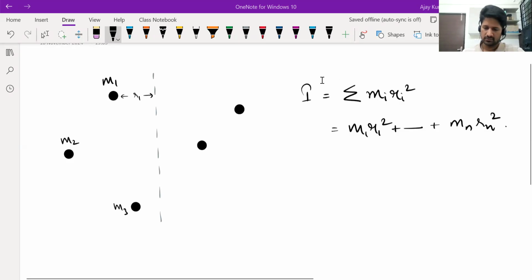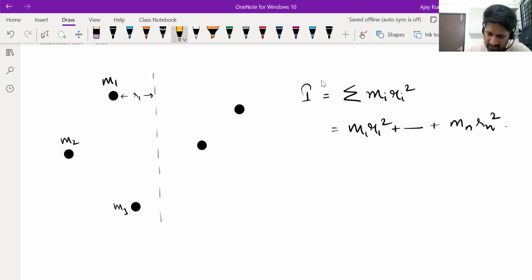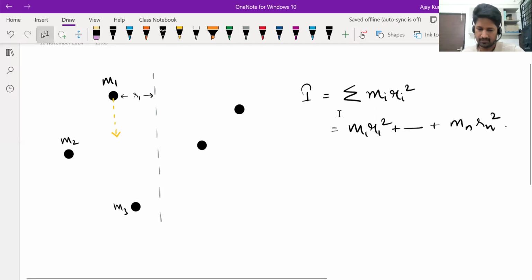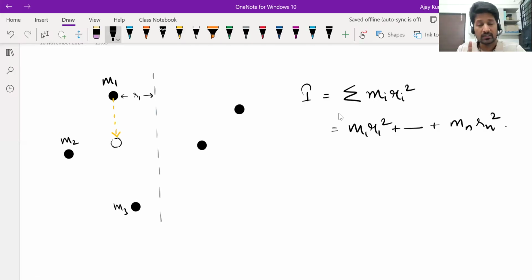Now, suppose you shift one of these particles, let's say m1 itself, you slide it parallel to the axis and bring it here to this position. Remember, you are sliding it parallel to the axis. So you are not taking it closer to the axis, you are not taking it farther from the axis also. You are moving it, but it's at the same distance from the axis.